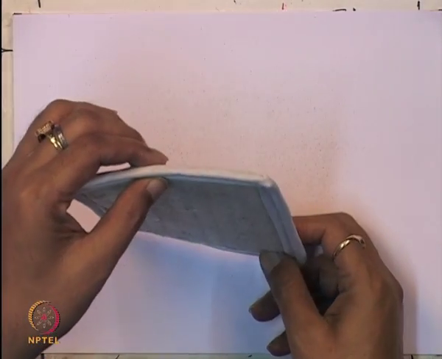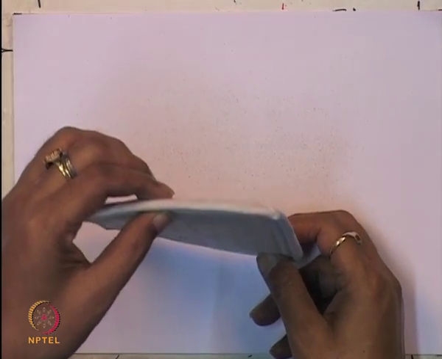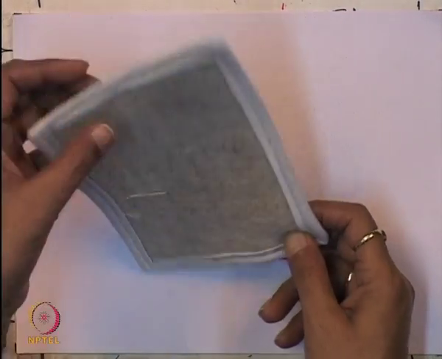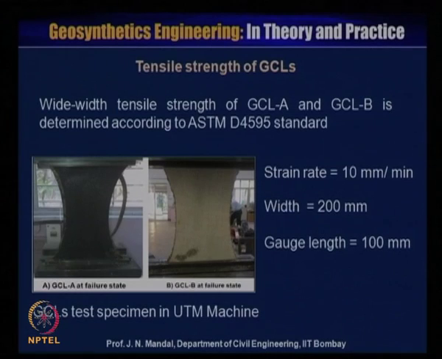This geosynthetic clay liner is then tested for tensile strength. So what will be the tensile strength of this material? The wide width tensile strength test has been performed for samples GCL A and GCL B as per ASTM D4595. You can see here that the strain rate is 10 millimeter per minute, the width of the sample is 200 millimeter, and the gauge length is about 100 millimeter.